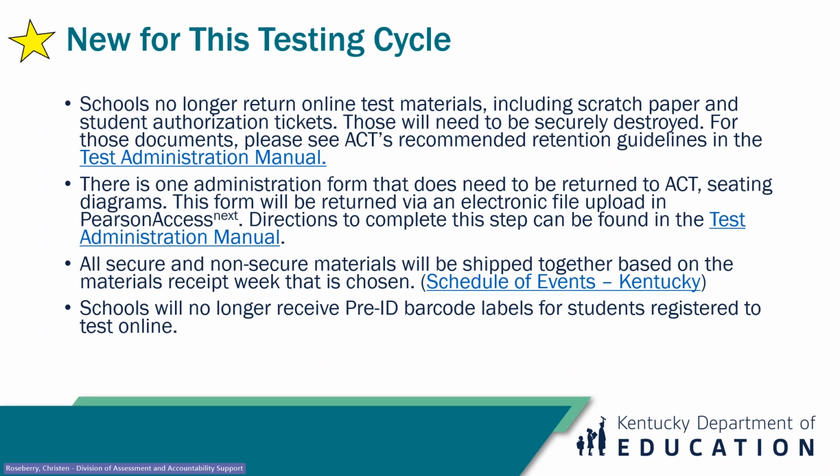There is still one administration form that needs to be returned to ACT, which is the seating diagram. This form will need to be returned via an electronic file upload in PAN using the supports request function. All secure and non-secure materials will be shipped together regardless of the testing window. Also, ACT will no longer be sending pre-ID barcode labels for students registered to test online.